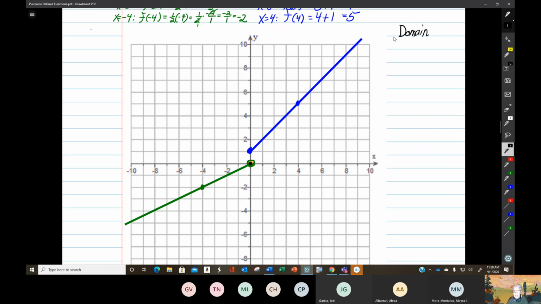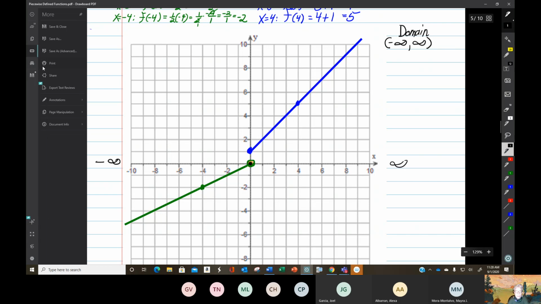So the domain is going to go from negative infinity on the left to positive infinity on the right. So the domain is okay. There are no breaks in the domain. We will be dealing with breaks in the domain fairly soon.